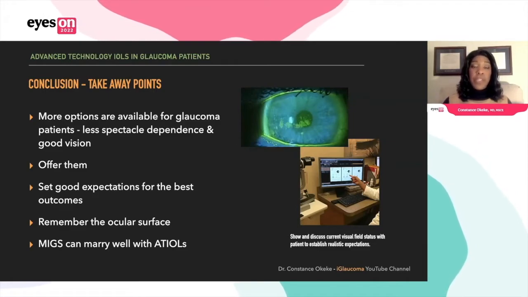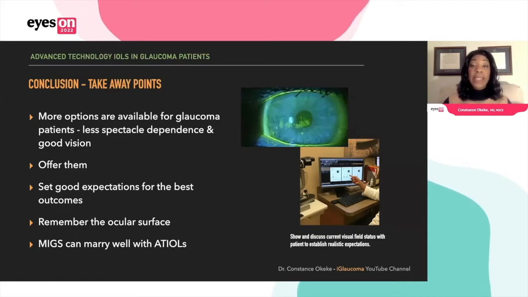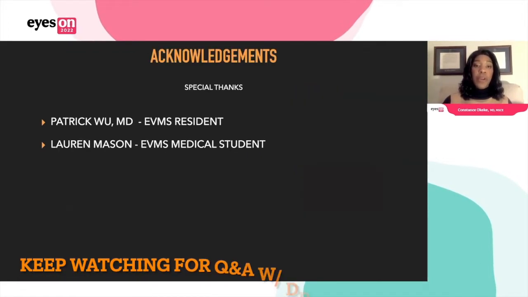We've gone over some of the different options for patients to be considering. It's good to set good expectations to have the best outcomes. Remember to talk to the patients about the visual field. Also remember to address the ocular surface, and definitely consider using MIGS with advanced technology lenses. They can go well hand in hand. I thank you for your attention.